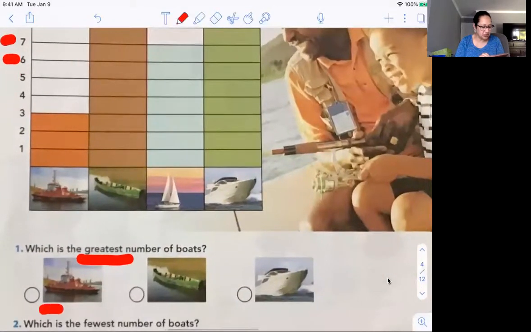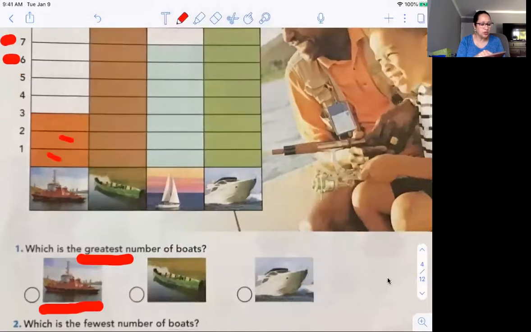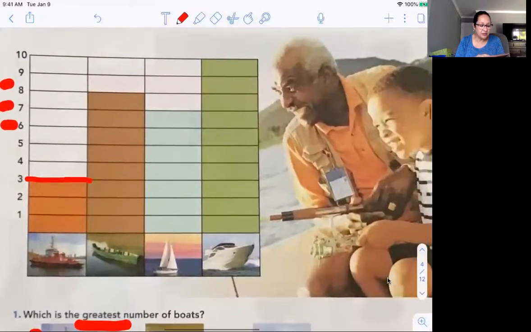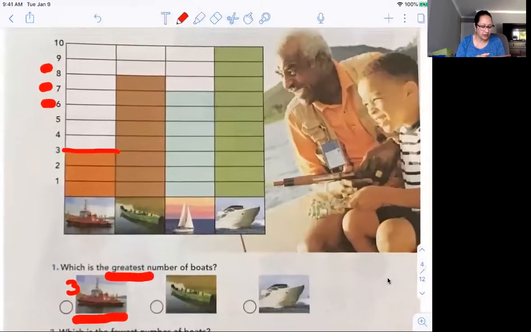So let's take a look at the tugboat. How many tugboats are there? 3. Look, remember I told you you can go this way. You can say 1, 2, 3, or you can go to the left and say, okay, it stops at the 3. So the tugboat has 3. You can write a 3 if you want, just so you can remember. If you look at the graph right away, you can see which one has the least and which one has the most, the greatest and the least.